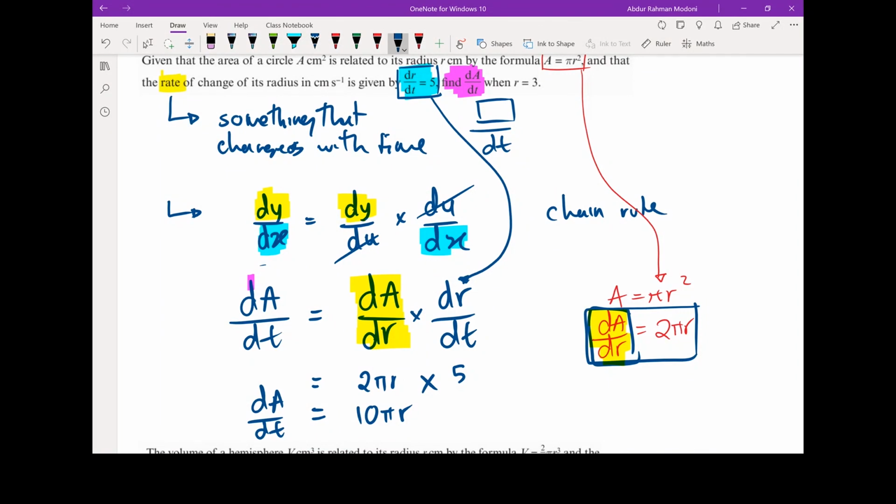The question wants us to find dA by dt when r equals 3. So the substitution of r equals 3 comes in now. We wouldn't do the substitution earlier. So we say 10 pi lots of, replacing the r with 3, and that gives us 30 pi, which is our answer. So that's how we look at rates of change, where we are essentially connecting different rates of change involving more than two variables by using the chain rule.